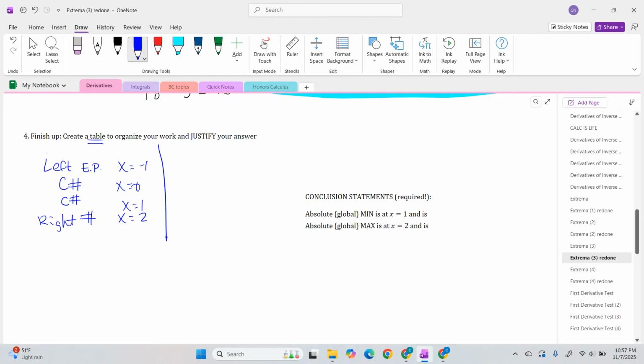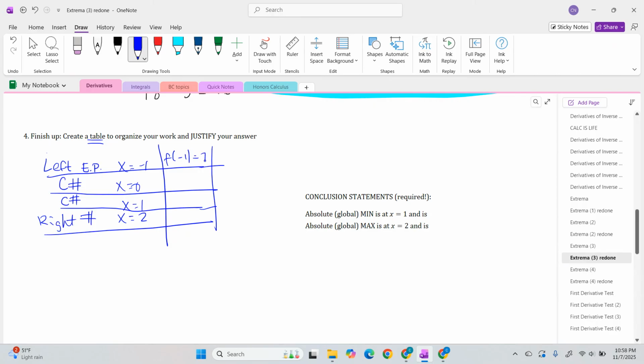And you can make your table look a little bit more table-ish by giving it some rows and columns here. So f of negative 1 was 7. f of 0 was 0. And sometimes my tables will vary a little bit. Like, I don't always do this column and that column. You know, you'll figure it out. But for now, I'm going to make it a little more complete. You definitely always want the x values and the y values. So anyway, you're just going to look at your table.